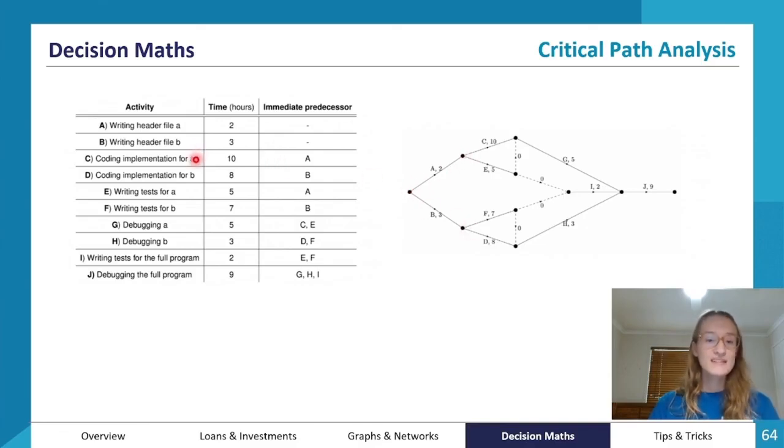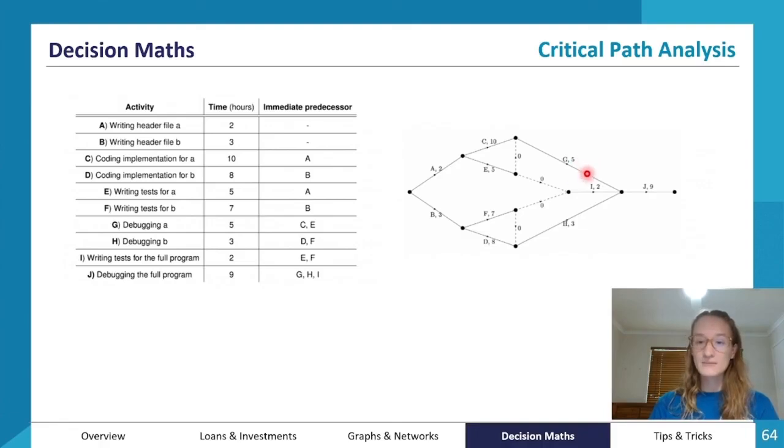But you'll notice that both C and E have A as an immediate predecessor. So once A is finished, then C and E can start. You can also notice that G, for example, needs C and E to be finished before we can start task G. So let's have a look at G.